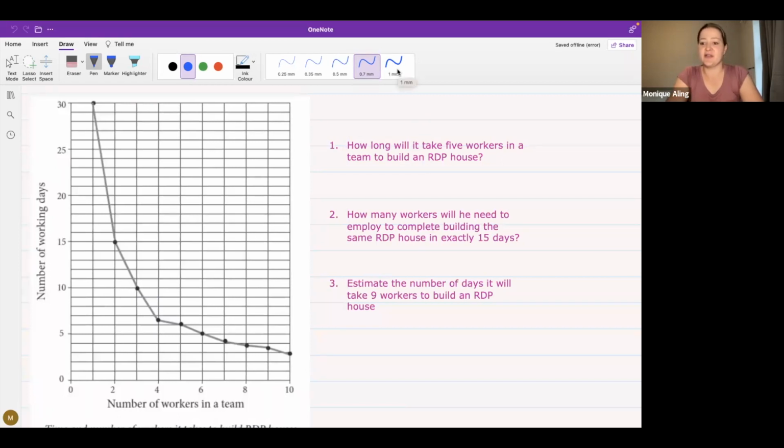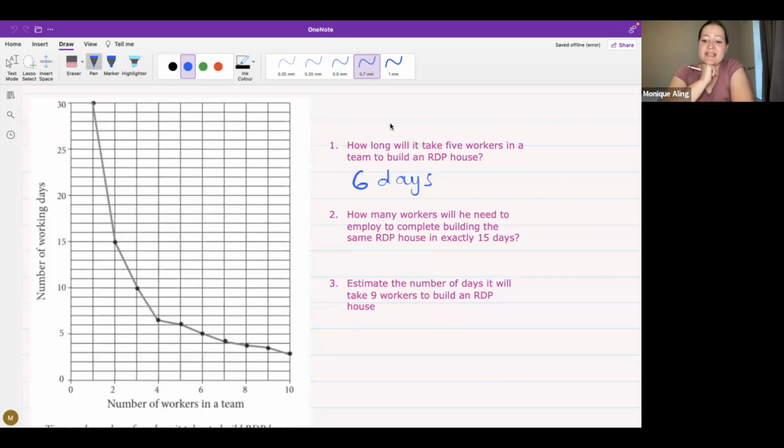Okay, if you're going to give me the answer in the chat, just give the answer to question 1 so long. I can see some answers coming through already. Nice. Okay, so we can confirm that it will take 6 days for 5 workers to build a house. 6 days, according to the graph. If you're unsure of how we got that, let me know.